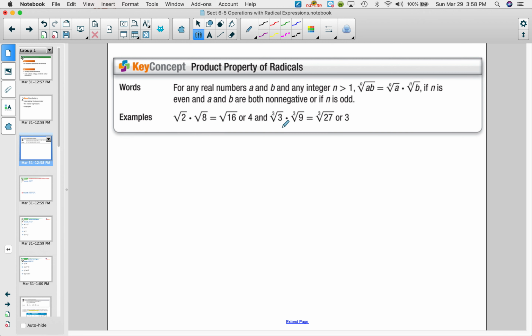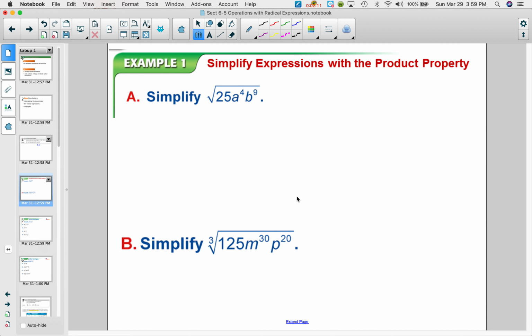If you have a cube root, like the cube root of 3 times the cube root of 9, since they're both like roots, they're both cube roots, you can multiply. 3 times 9 is 27. And so the cube root of 27, because 3 cubed is 27, we know that the cube root of 27 is 3. So this is going to be important to us to be able to simplify, to do some of the things that we're going to do. And you'll see that, but that's important.